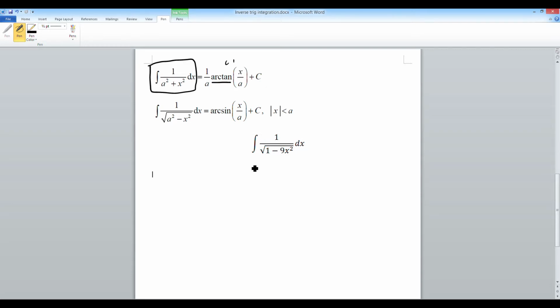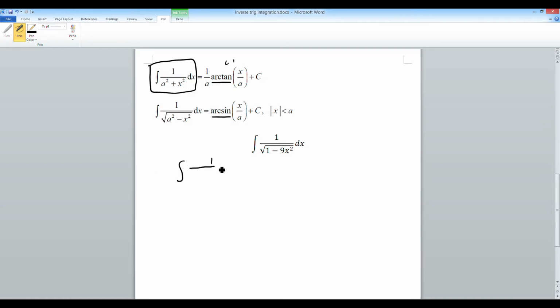The one that we are given here, the integral of 1 over root 1 minus 9x squared dx, will look something similar to this one here. So we can identify that I have to use the arc sine inverse trigonometric integration. So what am I going to do? First of all, I will rewrite my integral.